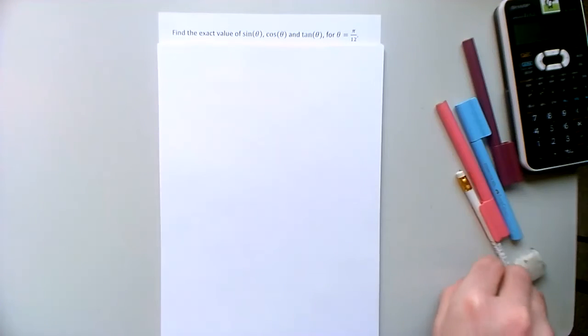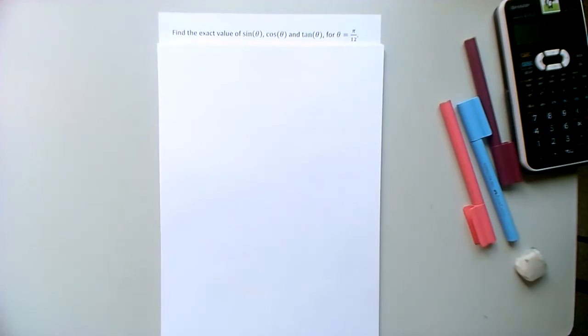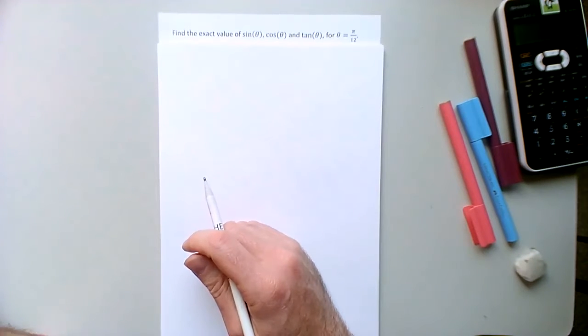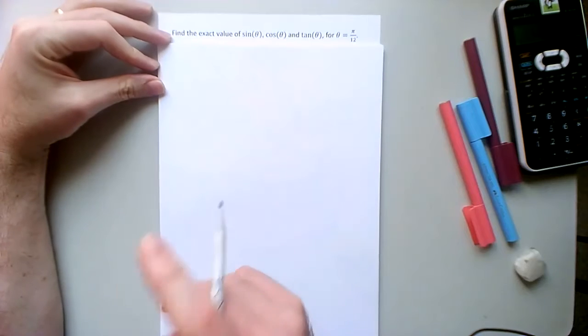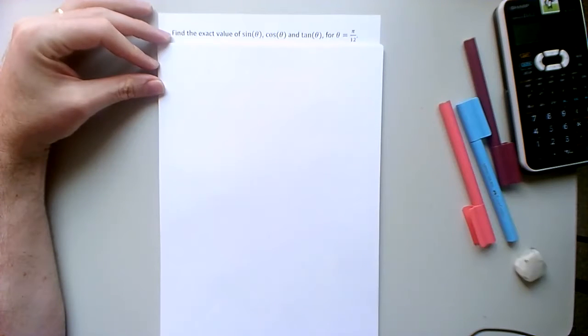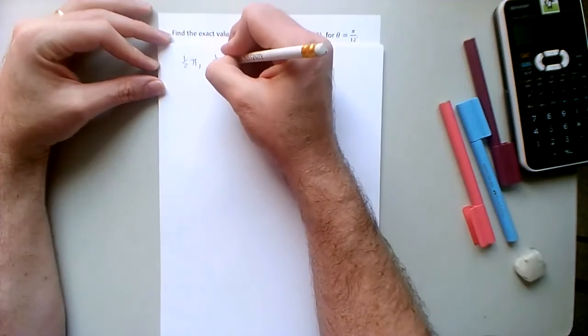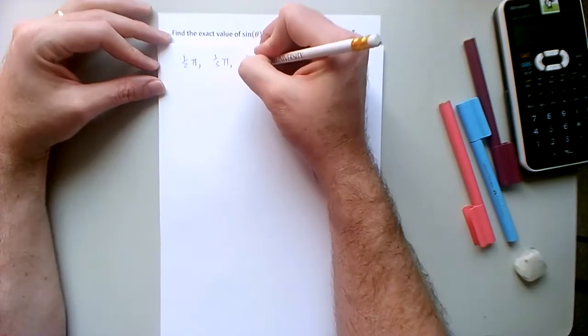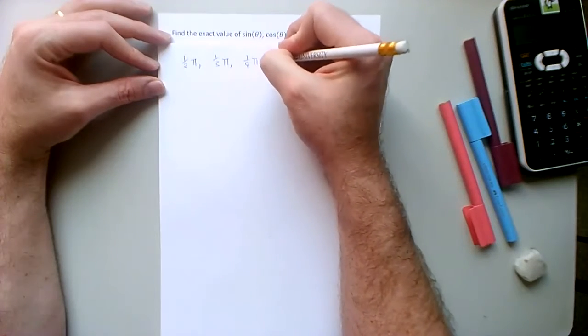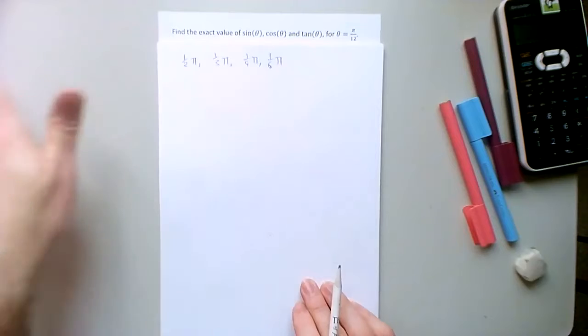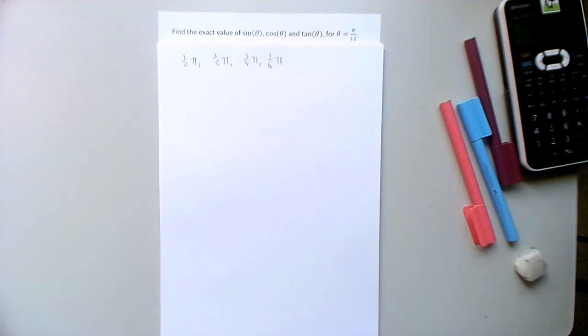Well, my problem says find the exact value of sine theta, cos theta, and tan theta for theta equal to pi on 12. Okay. Well, the angles that I know the exact values of sine theta and cos theta and tan theta for are the small fractions of pi. So a half of pi, a third of pi, a quarter of pi, and a sixth of pi. And this pi on 12 is even smaller than them, so I don't know what it is already.